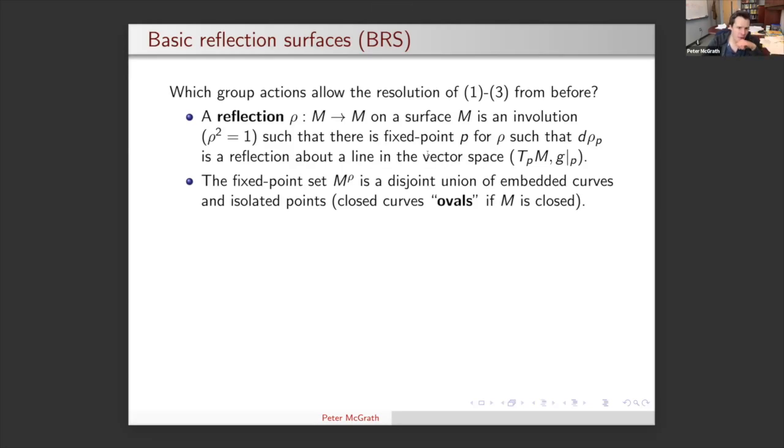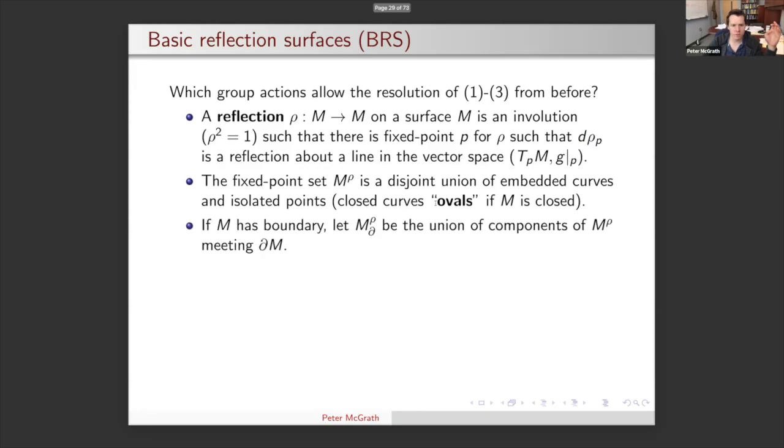And so completely standard theory tells us that the fixed point set is a disjoint union of totally geodesic components. So that means embedded curves and possibly isolated points. And the nomenclature that's often used is that the embedded curves, at least when they're closed curves, if we have no boundary, for example, are called ovals classically. If we do have boundary, there's some notation that will be convenient later. So you can have these fixed point components, the curves that actually do meet the boundary, and I call M super rho sub partial, sub boundary, just the union of all these components.